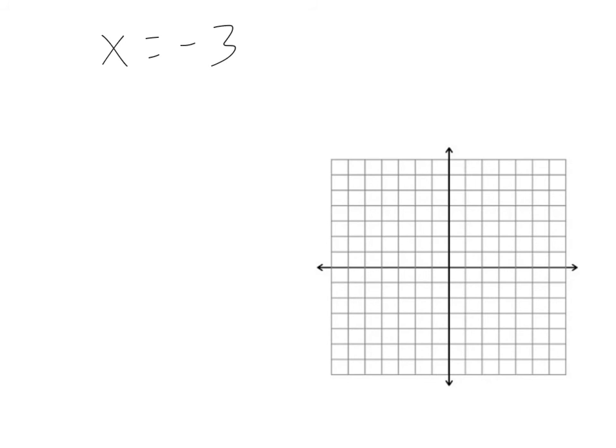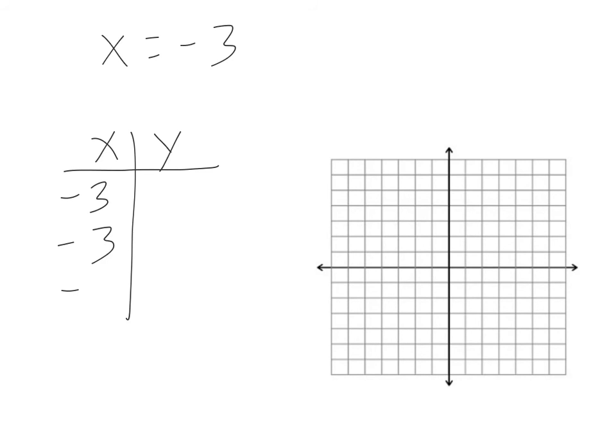So the last thing I want to talk about is, what if we have x equals a number? So here we have x equals negative 3. So this time the y is missing. So this changes things up just a little bit. That's because if we try to draw our table like we did before, we can't pick x anymore, because x is always negative 3.